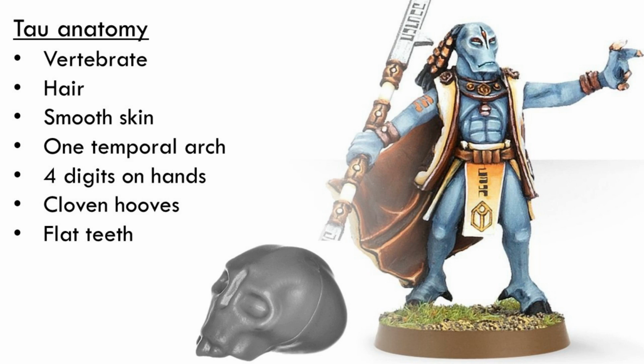organism. We know from a bit in the Citadel skulls box that they have one temporal arch, just like humans do, so their skulls are roughly human shaped, you could say. They have 4 digits on their hands, so they have 4 fingers, and they have cloven hooves and flat teeth.